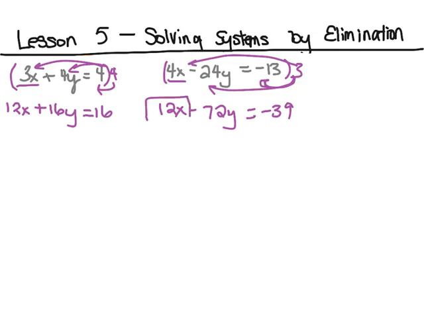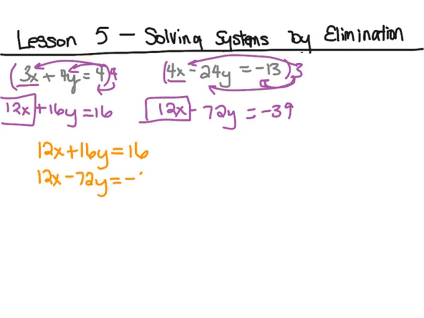So we have a 12x and a 12x, so we're going to rewrite our equation. 12x plus 16y is equal to 16. 12x minus 72y is equal to negative 39. To make them the same, we need to subtract. 12 minus 12 is 0. 16 minus negative 72 is 88. And 16 minus negative 39 is 55.